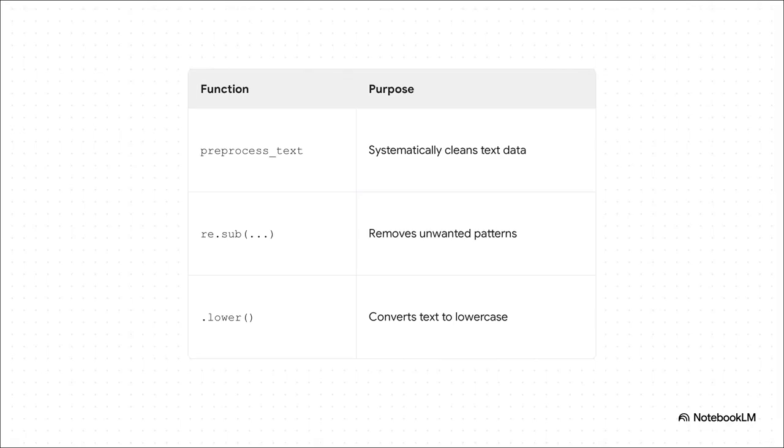And this is the actual code that does it. You don't even have to be a programmer to see what's going on here. This little function, preprocess_text, is like a tiny cleaning robot. It just systematically goes through and strips out all that junk we mentioned, leaving only the good stuff behind.